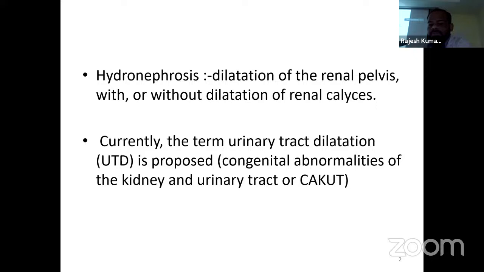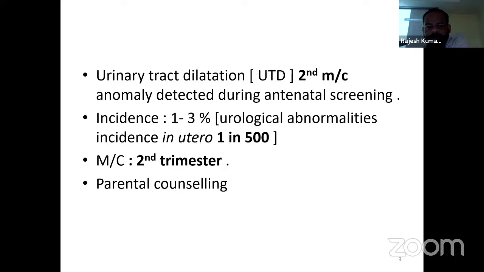Hydronephrosis is the dilatation of the renal pelvis with or without dilatation of the renal calyces. Currently, the term urinary tract dilatation is proposed under congenital abnormalities of the kidney and urinary tract. Urinary tract dilatation is the second most common anomaly detected during antenatal screening. Urological incidence is 1 to 3% among all urological abnormalities, and antenatal hydronephrosis is most commonly detected in the second trimester.